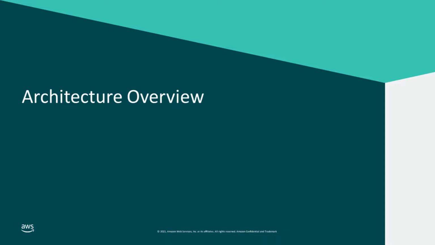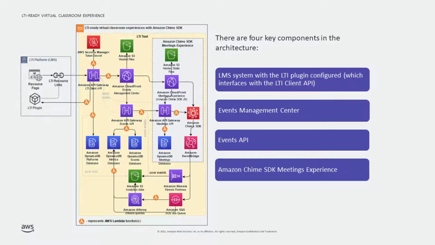Let's take a closer look at the architecture, and walk through some of the steps you might take to launch a virtual class directly from your LMS with the Amazon Chime SDK. There are 4 key components in the architecture. LMS system with the LTI plugin configured, which interfaces with the LTI client API. Events Management Center, a web application that educators will use to create and maintain events, and for students to review these events. Events API, a back-end API for the web application which encapsulates persistence logic for events, and owns communication with Amazon Chime SDK meetings. And Amazon Chime SDK meeting experience, where attendees can collaborate over audio and video, and screen share.